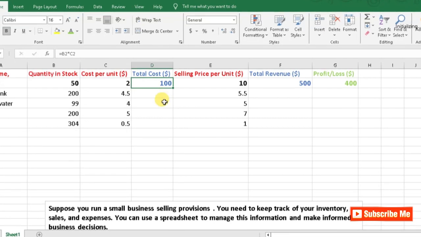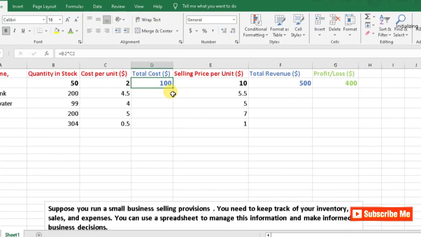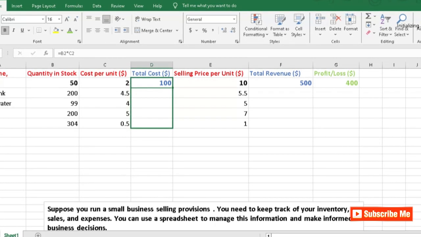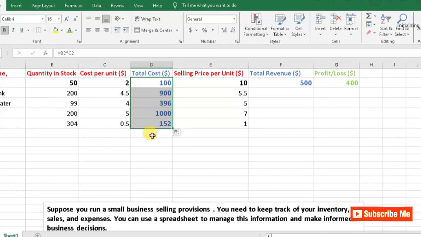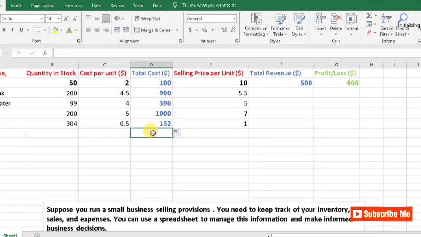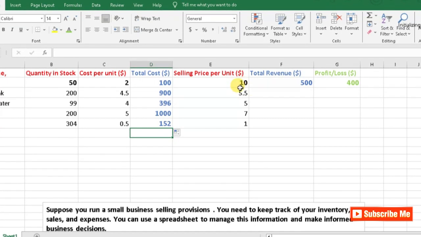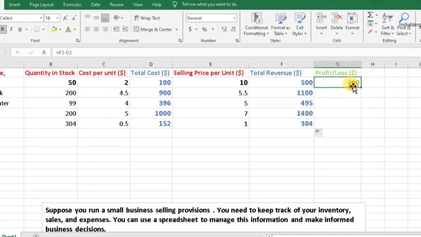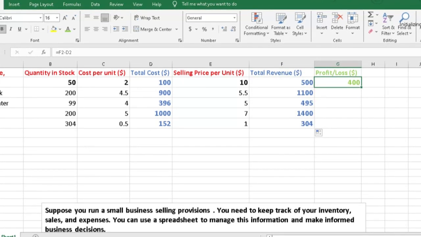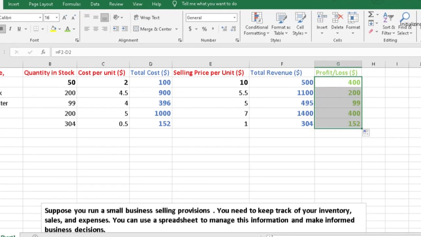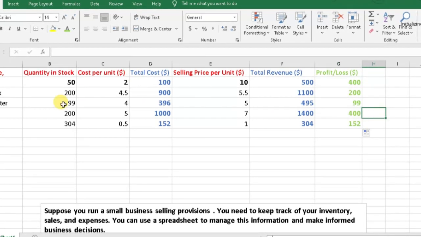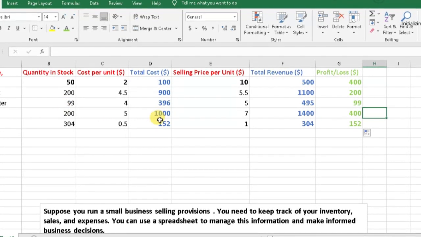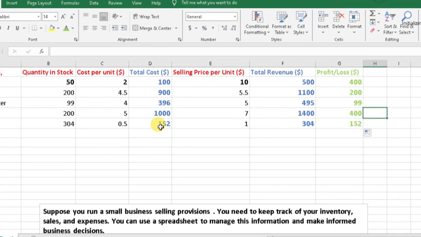So all you have to do is to bring the cursor to this square, the small square at the edge here, and you have seen the sign. Now you drag it to autofill the rest. So these are the values you're supposed to get. Now you come to the total revenue and likewise you do the same. Come to the profit or loss and do the same. And your data has been filled for you. So imagine you have a lot of items with their cost and prices. Just click and drag and the whole thing is going to be done for you.